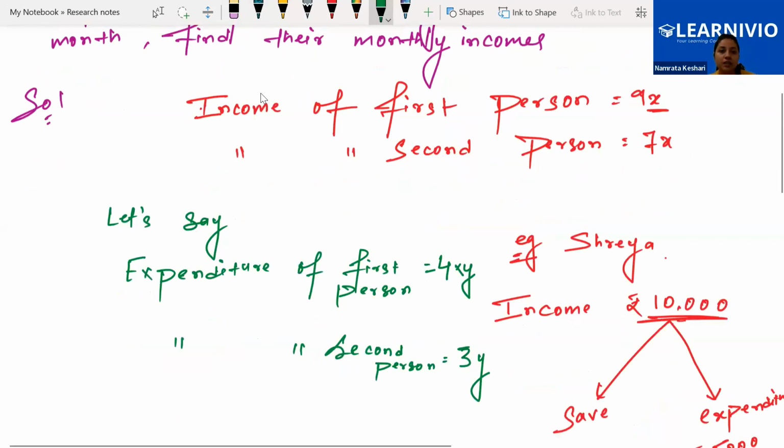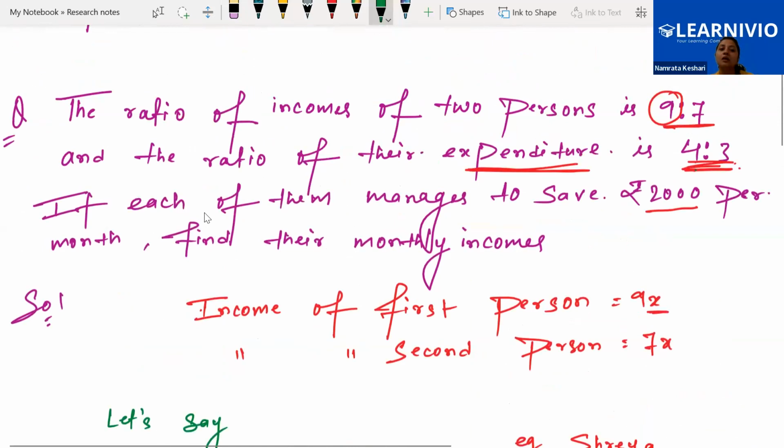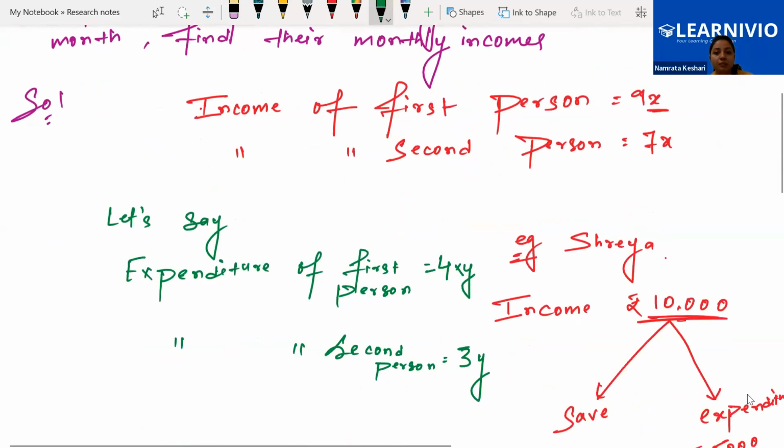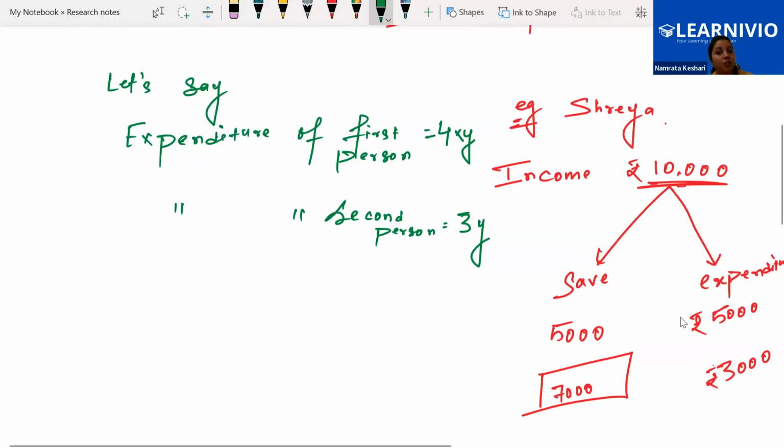Now for saving, the third statement says that if each of them manages to save 2000 per month, then can you tell me how to frame the equation? Now only we have seen an example that income we are distributing in two parts. One is expenditure, one is saving. If we know the expenditure, if we know the income, how were we finding the saving?